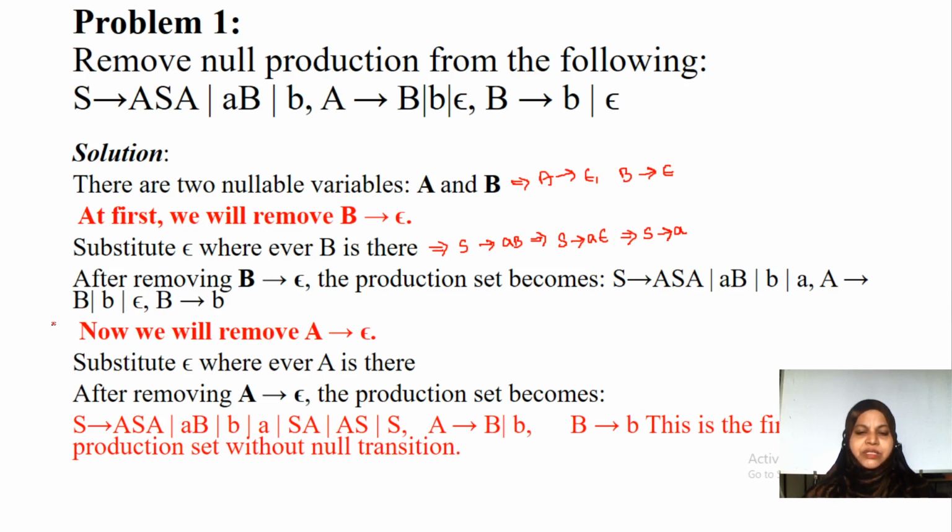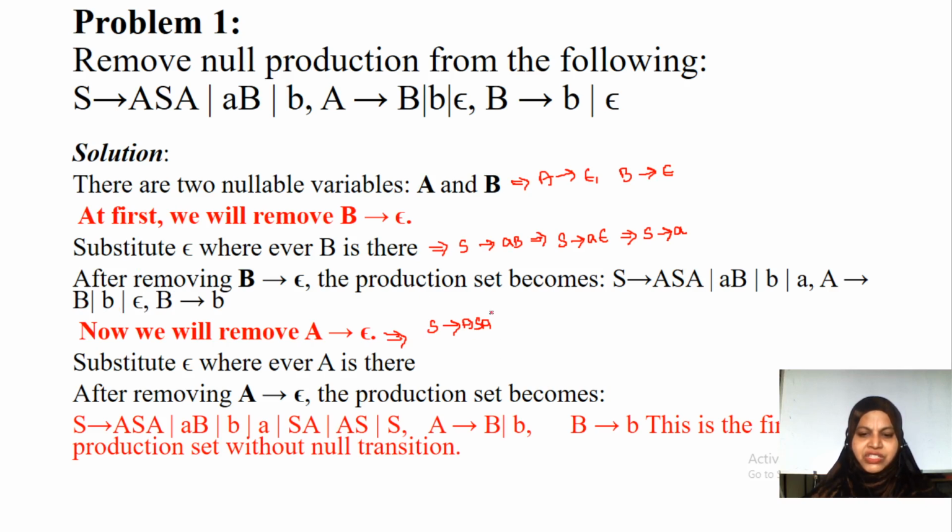Now my grammar consists of these productions. In these productions, which one is the null production? A tends to epsilon is the null production. Now we have to substitute wherever the A value is there. S tends to ASA is one production, S tends to AS is one production, so in these cases the A variable is there. Then AB is there. B, no need. B is a terminal. A tends to B, no need of this one.